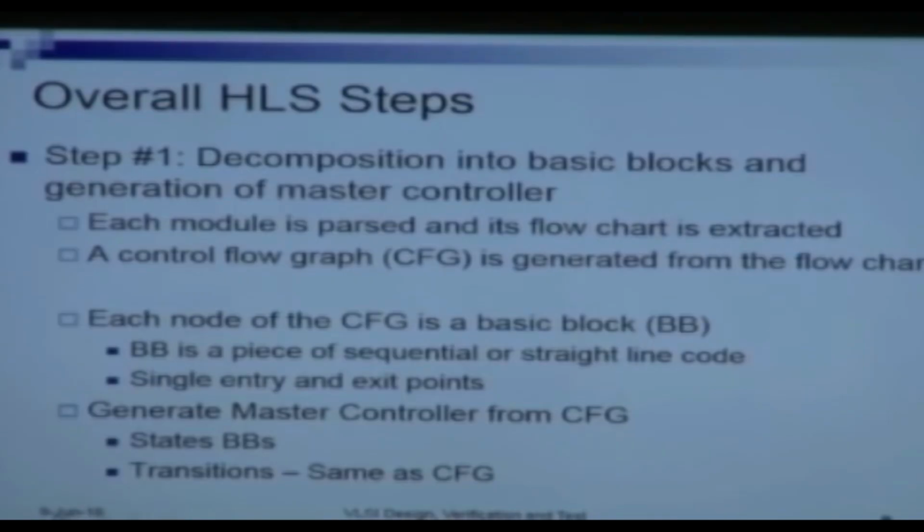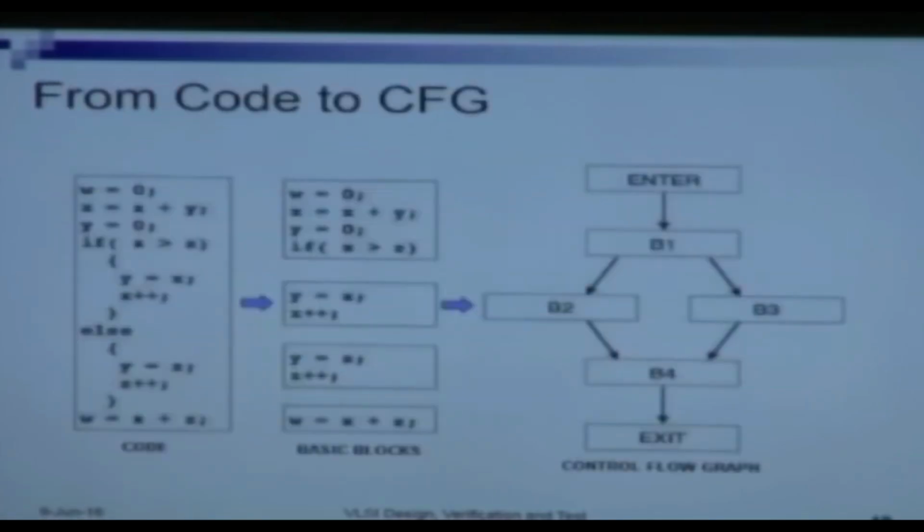So now we take an example to show it. Let us say that we have a code like this: w equals 0, x equals x plus y, y equals 0. If x greater than z, then y equals x, x plus plus, else y equals z, z plus plus, and at the end w equals x plus y. So what are the pieces of straight line code we have here? First, we start with w equals 0. There are no conditions or loops. x equals x plus y, y equals 0, and the if statement.